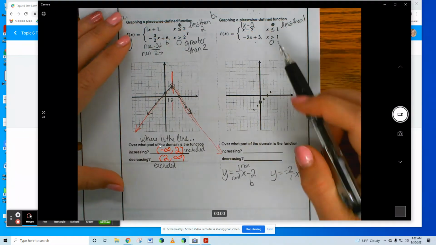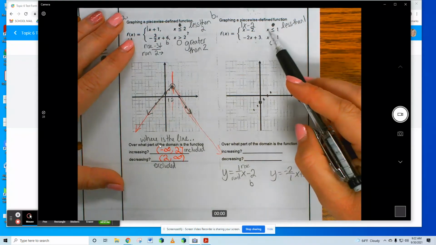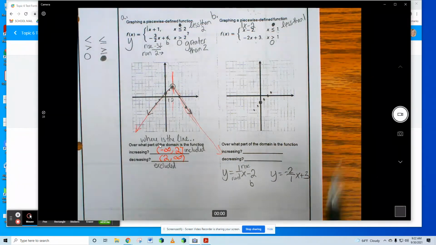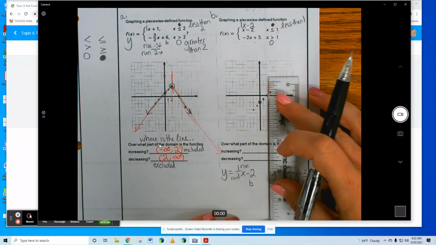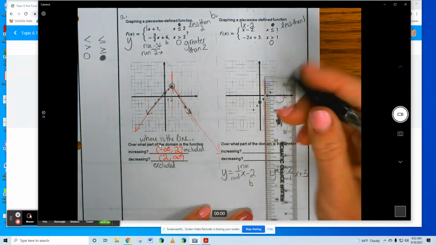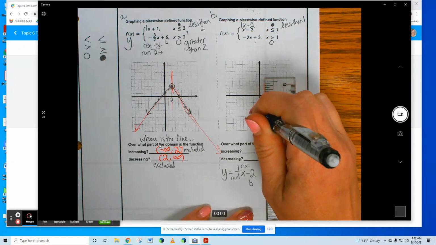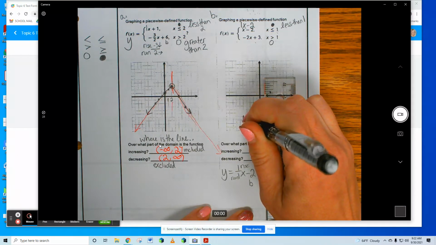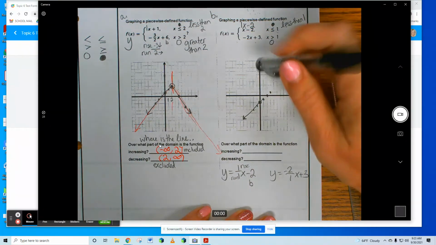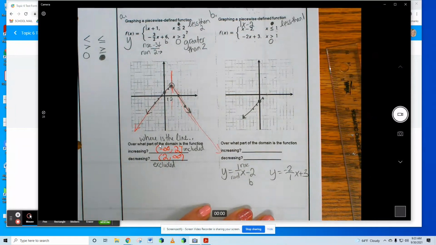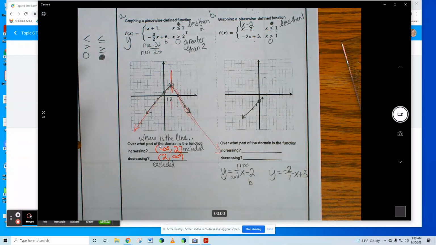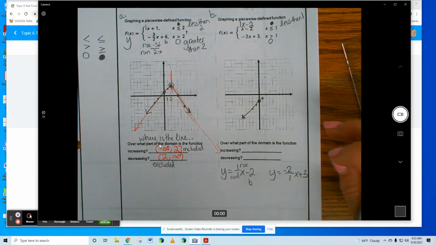Okay. Let's look at my restrictions before I draw the line. X is less than or equal to 1. Here's 1. That means that I only want to see the line to the left. So it's going to go down like that. And I don't care about the dot at 2 or the dot at 3. So I'm done with the first one. Now let's do this one.